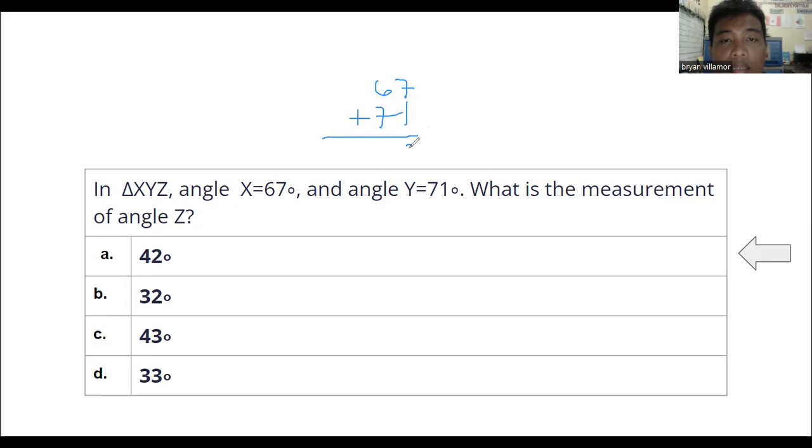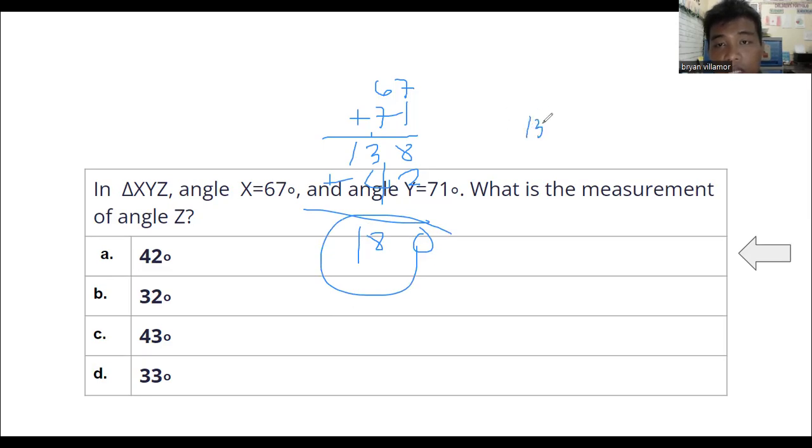71. 8, and then 6 plus 7 is 13, so 138. Now if you add 42, 8 plus 2 equals 10, carry 1, 3 plus 4 is 7, plus the carry 1, that is 180. It will arrive at 180.